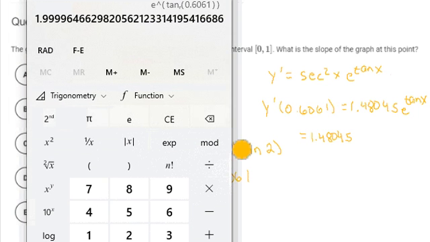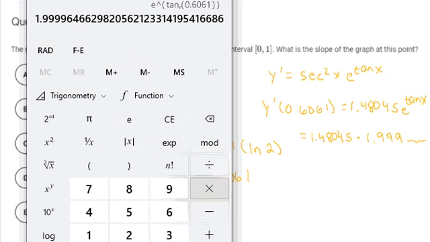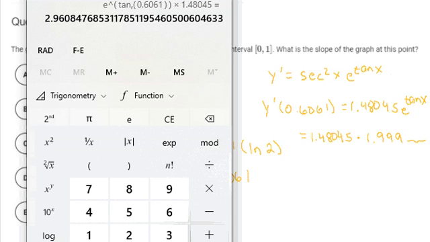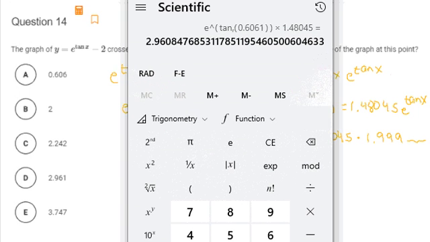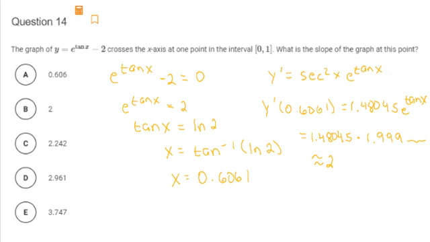Now, let's go ahead and write this. We've got times 1.999 something else. All right, so back to our calculator now. Now we want to multiply that by our 1.48045. And we get 2.9608, or, hey, that's very close to 2.961. And that is our correct answer.